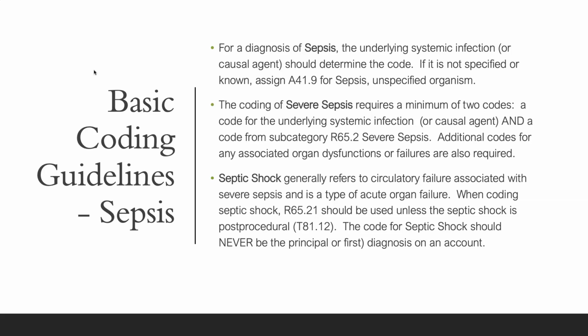If you have somebody who comes in who is severely septic, which I can't imagine, but it could happen on a very, very rare basis, you are going to use two codes. One will be for the sepsis itself, and that'll be an A code. And then you also have to use R65.2 severe sepsis. And then if there's any associated organ dysfunction or failure, that would be a third code that you would assign.